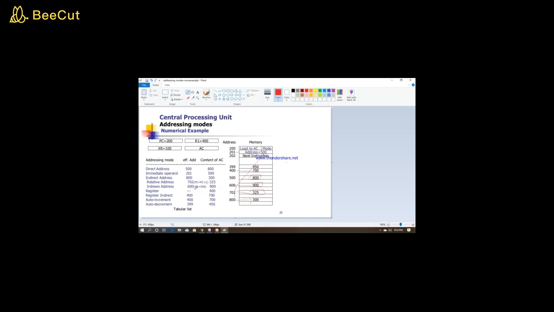And register direct. In register direct, unfortunately there is no effective address. So you can go directly and check it. There is no effective address. The register value is by default 400. So you can write the content as 400 only.